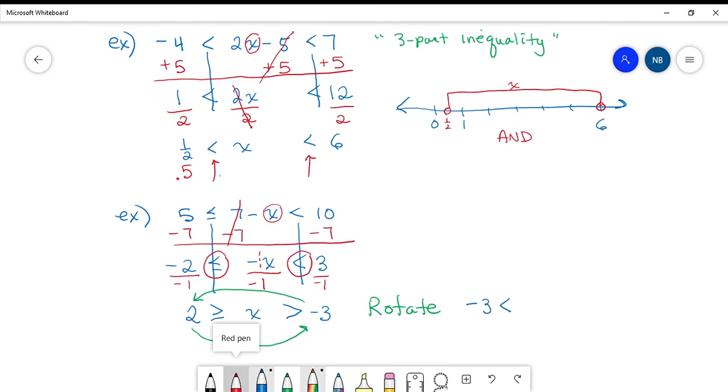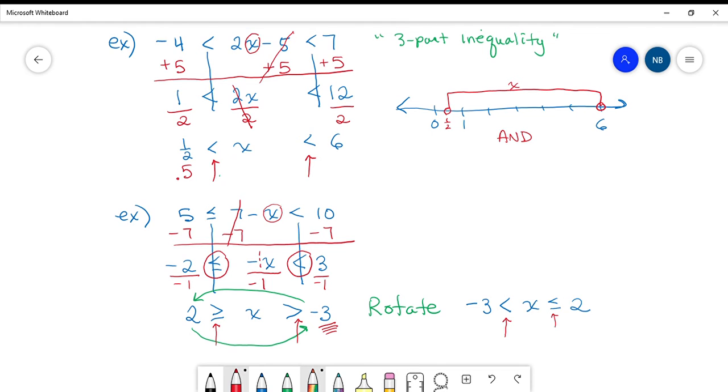So you're going to put the smaller number on the left. -3 is the smaller number. Less than, x is still in the middle, which is less than or equal to 2. Now look back and forth for a second and notice that in our original answer, the little arrowhead is pointing at the -3. When we rotate it, the little arrowhead is still pointing at the -3. On this side, the inequality is pointing at the x. When we rotate it, notice the inequality is still pointing at the x.